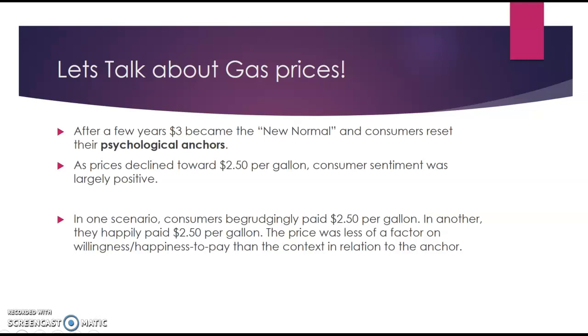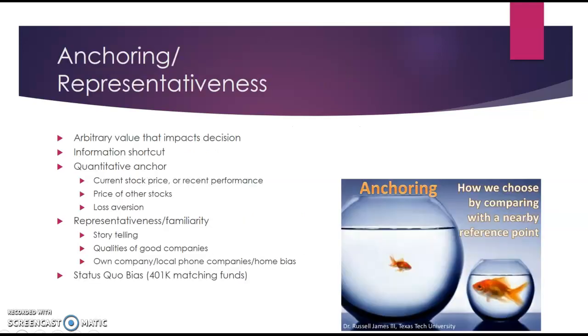So we began to reset our psychological anchors, so that when gas prices started to decline to about $2.50, we were basically happy about that. In one scenario, you are upset about paying $2.50, and in another scenario, you're happy about paying $2.50. So the context was more of a factor than the price in your willingness to pay, right? It's all about what you expect the price to be. Okay. So how does this work?